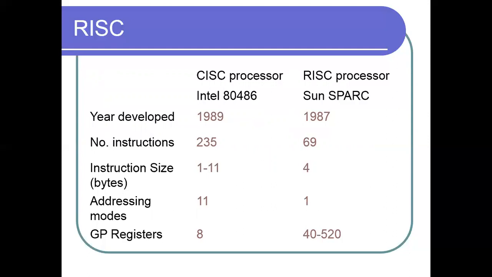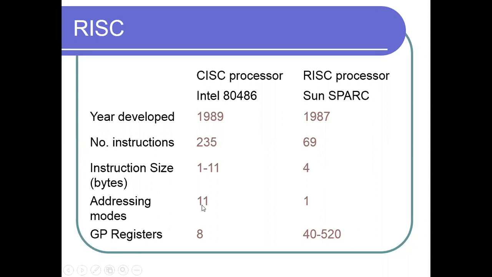So we are able to see the difference between the RISC and CISC processors. One example is shown over here. The CISC processor Intel 80486 is shown, and here the RISC processor is shown, Sun SPARC. The year developed was 1989 for CISC, and the RISC processor was developed in 1987. In the CISC processor, there are 235 instructions, whereas in the reduced instruction set computer, only 69 are there. The instruction size in CISC is from 1 byte to 11 bytes, so variable length is there. You can have a 1 byte instruction, 2 byte, or up to 11 byte. In the RISC processor, you only have 4 byte instructions.